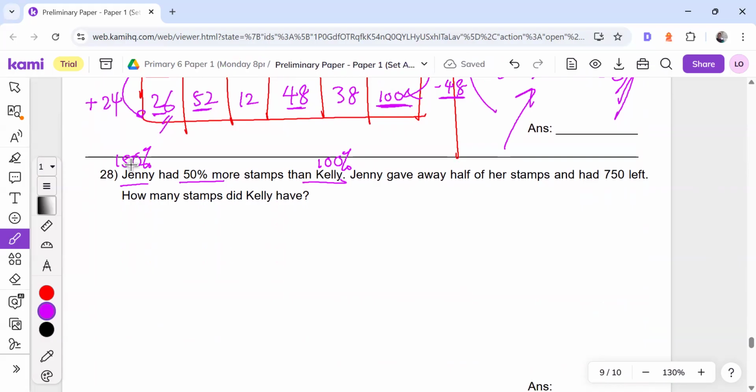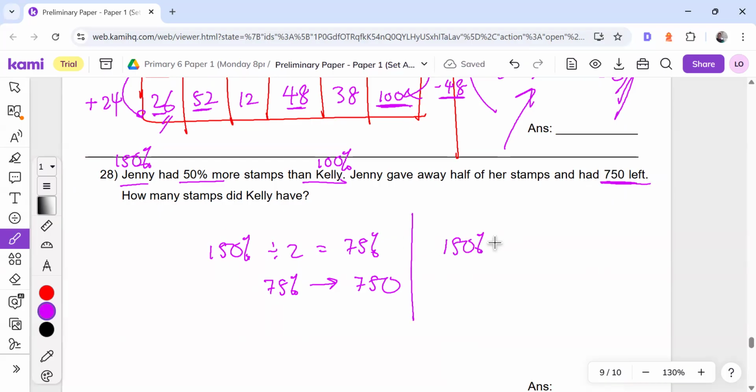Okay, then what happened? Jenny gave half of her stamps. Half means what? Divide by 2. She gave away 75%, and then she got the other half left. So the other half left is also 75%, right? So that 75%, isn't that 750 left also? Do you understand? Right? So write down over here, Jenny got 150%, right? She gave half, 75% given away. And then the other half will be 75% left, which is how many? Which is 750.